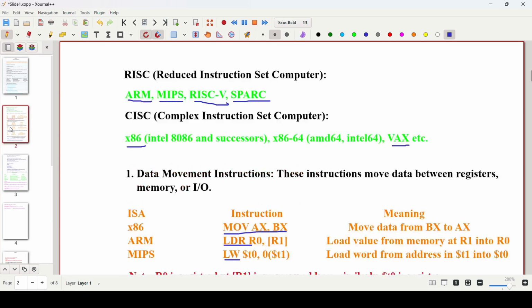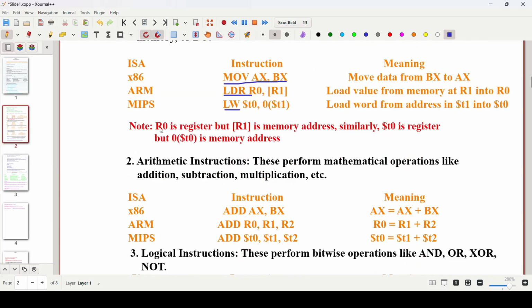Okay, let's come to the optional topic. Here R1 is a register, but when we include square brackets outside the register, it becomes a memory address. It is like dereferencing a pointer, which you have usually learned in many programming languages like C, right? Similarly, $T0 is a register, but when you include 0 outside of that, it becomes a memory address. It means go to that address R1, pick up the data from that address and load it to R0. So it is a kind of dereferencing the memory address.